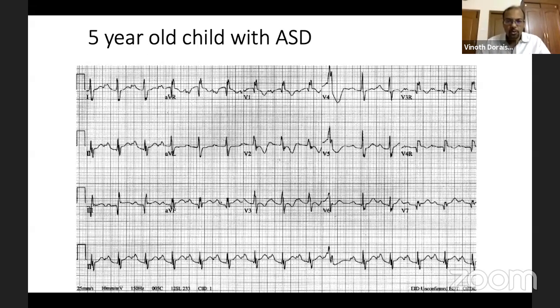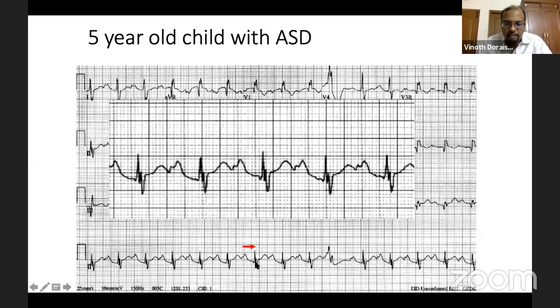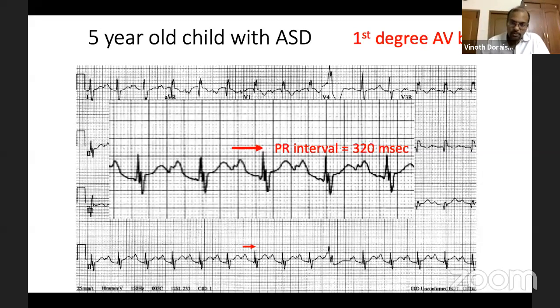So we'll go each one by one. So this is a 5-year-old child with an ASD. If you see, we want to calculate the PR interval. The PR interval is basically from the start of the P wave to the QRS complex. If we zoom up the ECG, this is the P wave, start of the P wave to the QRS complex. So it comes to approximately 320 milliseconds. We know that in an adult, more than 200 milliseconds is abnormal. So this patient has a prolonged PR interval. So this is a first degree AV block.